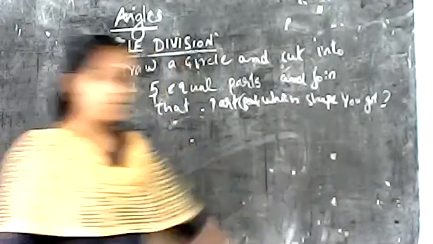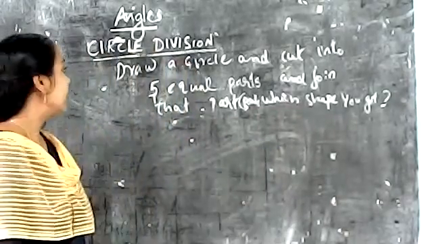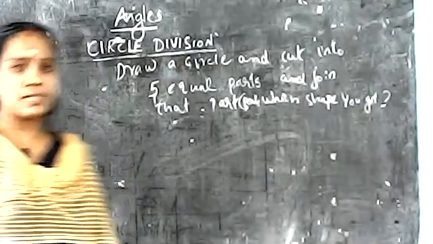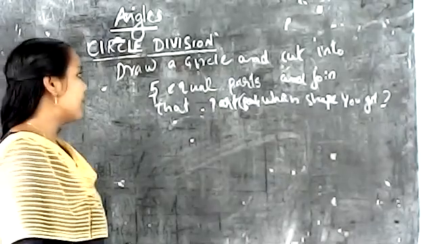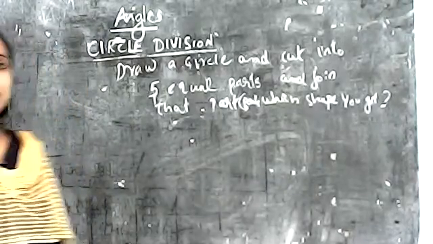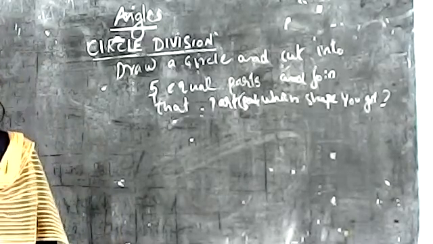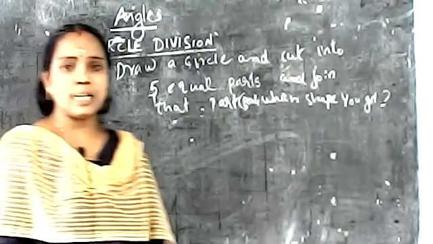Draw a circle and cut it into 5 equal parts and join those points. What is the shape you got? What is the name of that shape?